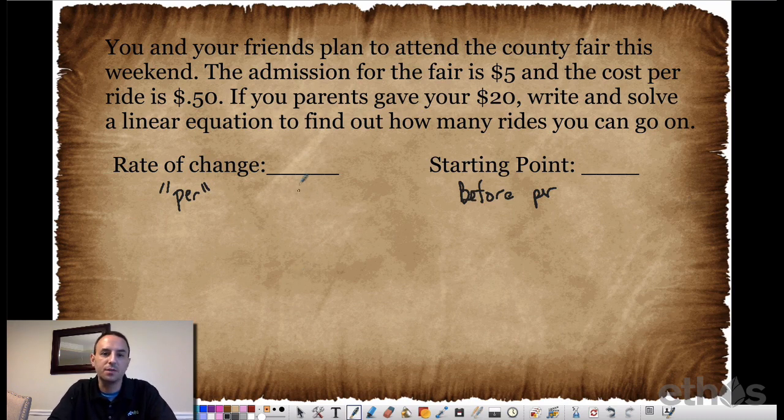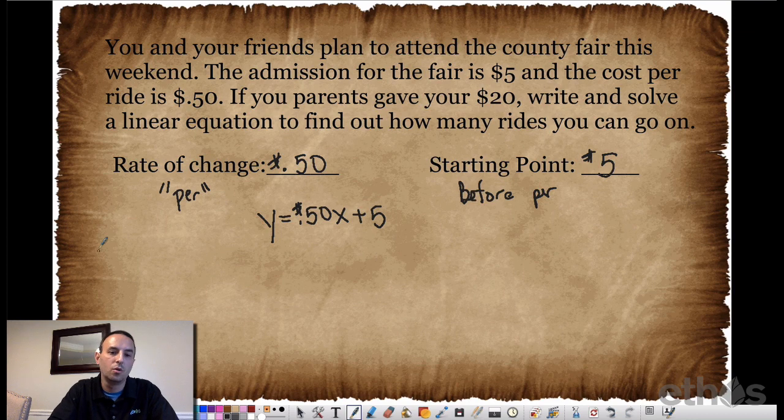This one is a lot of times easier to find. It's a 50 cent per statement, so it's 50 cents per ride. How much do I have to pay before I ride anything? I've got to pay a $5 fee just to get into this county fair. So I'd write my equation: y equals 50 cents times how many rides, where x is rides, plus 5. So y is cost, and let x equal rides. Then, based on what you're given, you figure out what you're solving for.